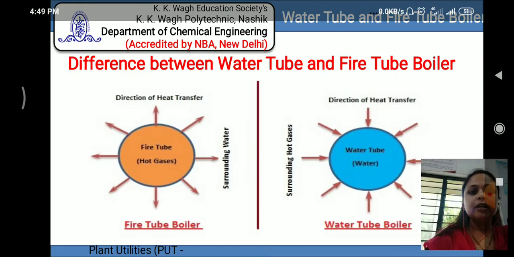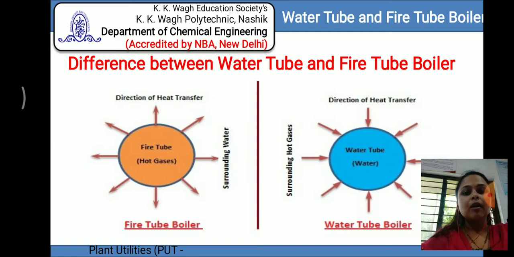In this figure, you can see the first figure shows the fire tube boiler and the second figure shows the water tube boiler. The basic difference is that in fire tube boiler, gases flow through the tubes, and in water tube boilers, water passes through the tube. In the fire tube boiler figure, you can see one circle is shown. This circle shows the tube.